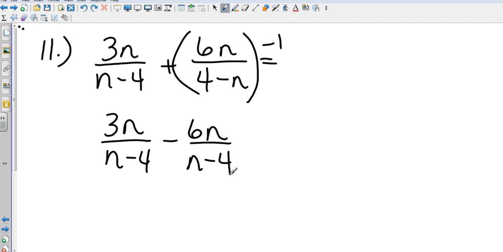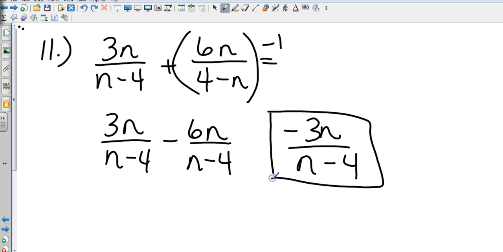Now, combine like terms. What is 3n minus 6n? Negative 3n all over n minus 4. Okay? Do all three of them have common terms? No. So I am done. Negative 3n divided by n minus 4.